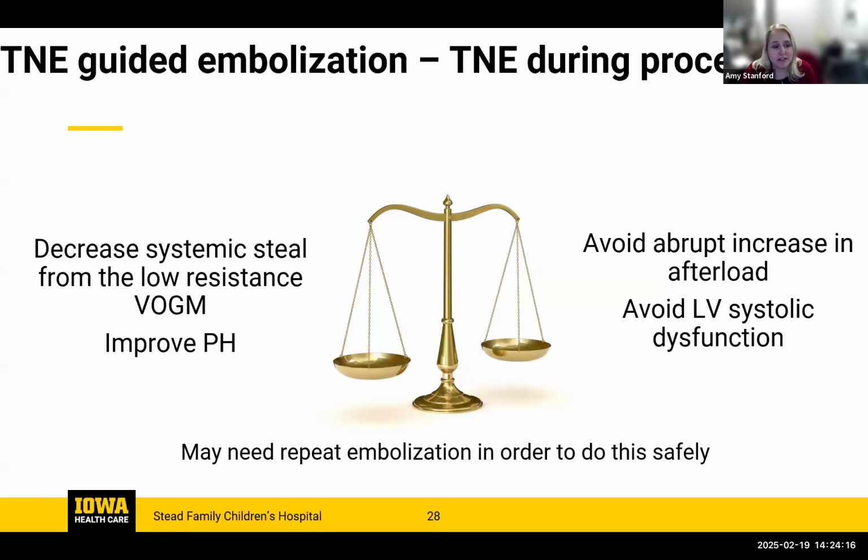Therefore, in order to successfully reduce the overall flow to the vein of Galen malformation, in order to be able to safely discharge the patient home, we need to do this in multiple staged embolizations. Frequently, in severe cases, these patients will need a repeat embolization within the next week, because again, the goal is a staged intervention in order to allow time for the LV to adapt to this increased afterload gradually, and therefore to avoid LV failure.